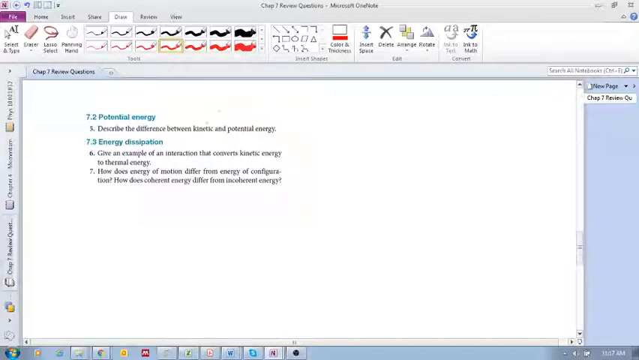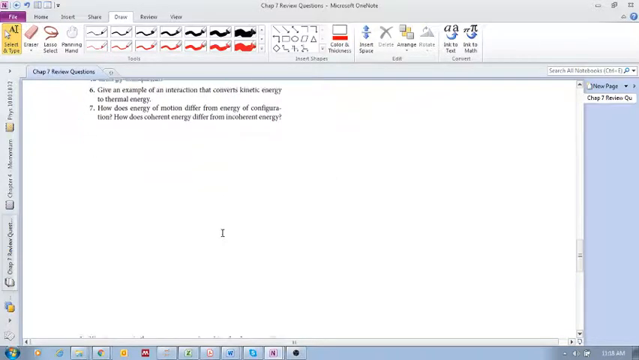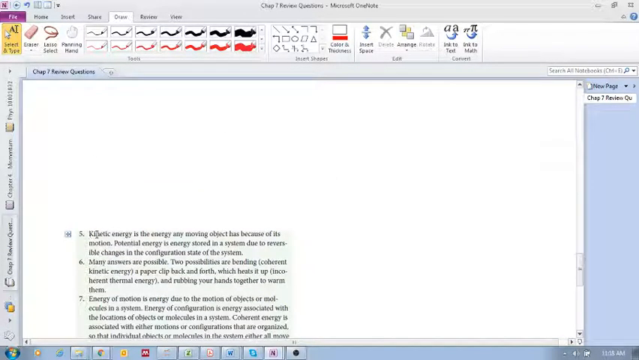Well, we know that kinetic energy is energy due to motion, okay? And potential energy is energy due to, in a very simple way, its position, but the textbook uses the words its configuration state. So let's have a look here. Kinetic energy is the energy any moving object has because of its motion. I think we can understand that.